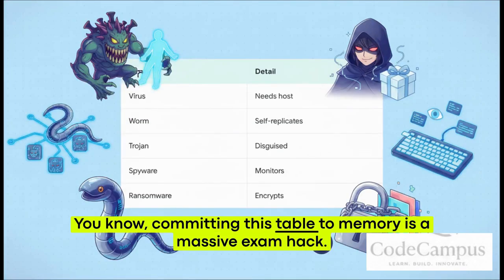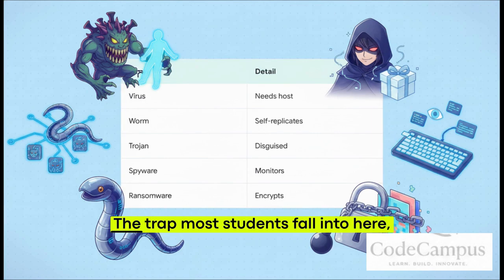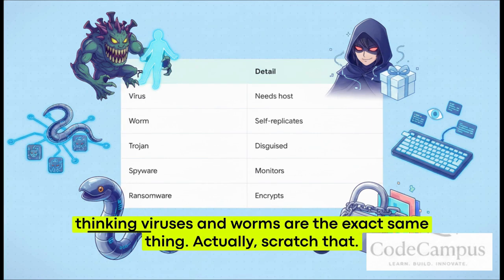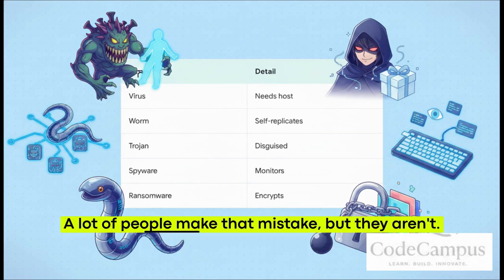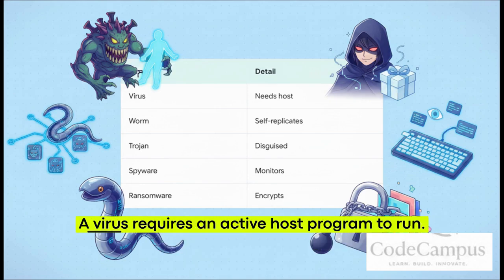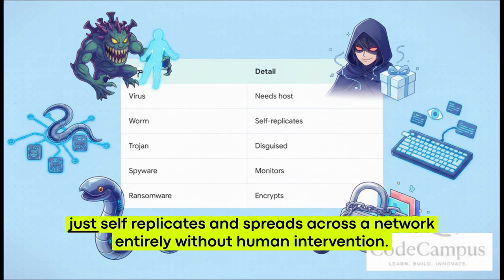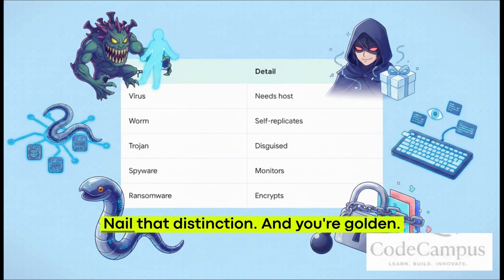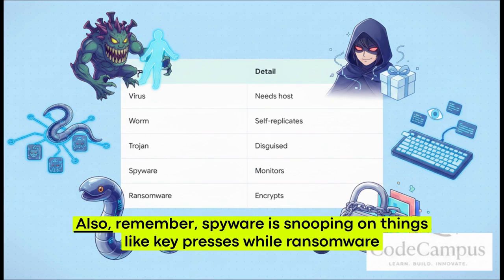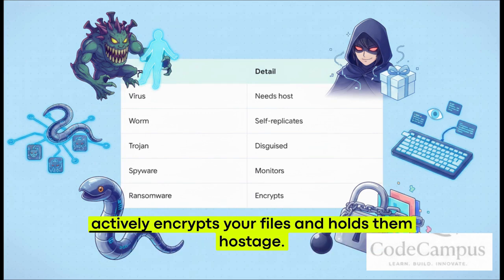Section 3. Identifying types of malware. You know, committing this table to memory is a massive exam hack. The trap most students fall into here? Thinking viruses and worms are the exact same thing. Actually, scratch that. A lot of people make that mistake. But they aren't. A virus requires an active host program to run. You have to actually open the infected file. A worm, on the other hand, just self-replicates and spreads across a network entirely without human intervention. Nail that distinction and you're golden. Also, remember spyware is snooping on things like key presses, while ransomware actively encrypts your files and holds them hostage.